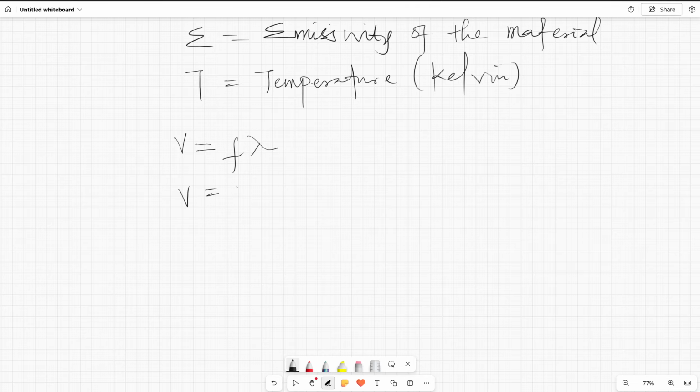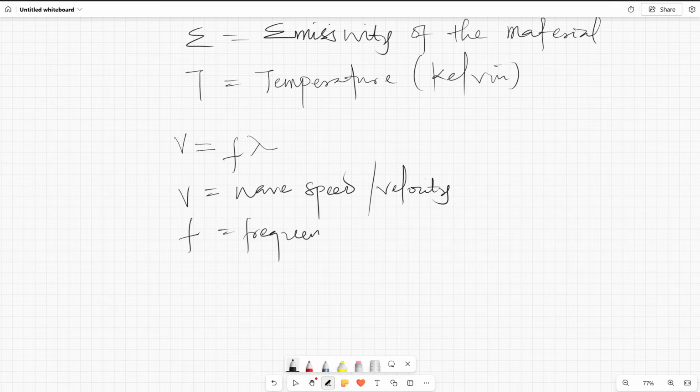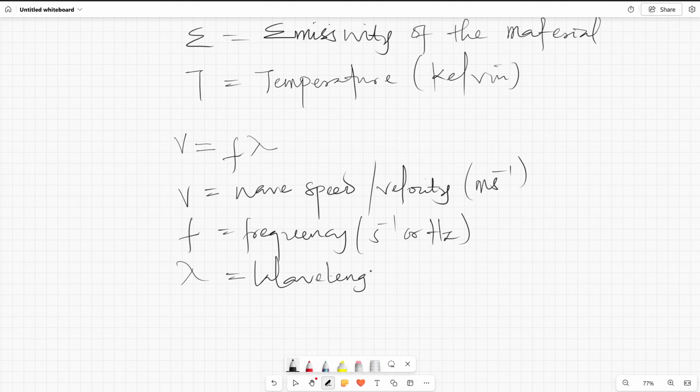So here, V is equal to the wave speed or velocity, in meters per second. f is the frequency, in per seconds or hertz, and lambda is the wavelength. And do not forget the definition of the wavelength in waves. It is the distance between two successive crests or troughs. It should be in meters or centimeters, whatever units you are given.